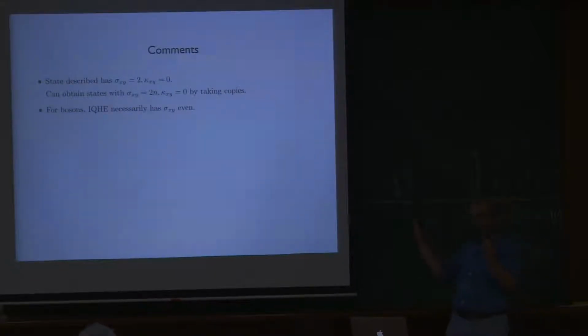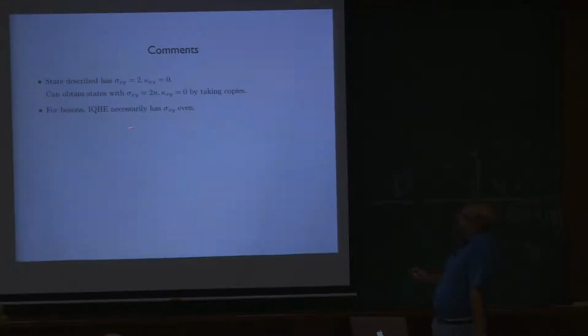In fact, it's a state known as the Jain state. It'll be described by a different topological field theory, but the gap will be so small that in practice it doesn't matter. Okay, the state that I described has sigma xy equals 2 and thermal Hall conductivity of 0. Obviously, I can construct any state with sigma xy being any even integer and kappa xy equals 0 by simply stacking on top of each other, taking many copies of the same state.